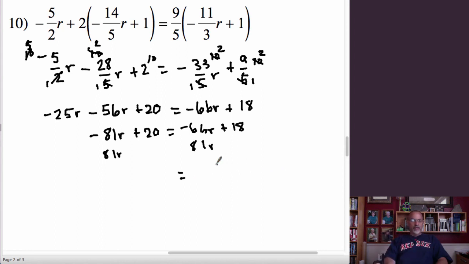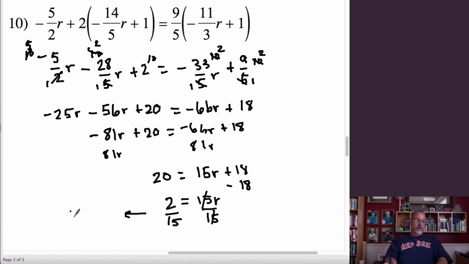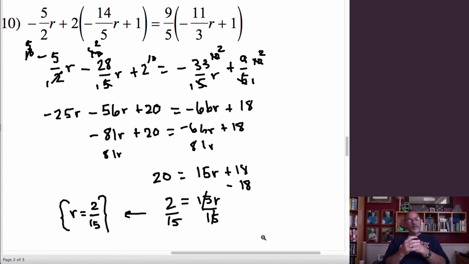So 81 minus 66 is going to be 15r, and so that leaves me 20 over here and 18 over here. Then I'm going to subtract 18 from both sides. So 2 is equal to 15r, and then dividing by 15 gives me my answer. r is equal to 2 over 15, which cannot be reduced. So that wraps up the even problems on this worksheet. You can go ahead and tackle those odd ones on your own.